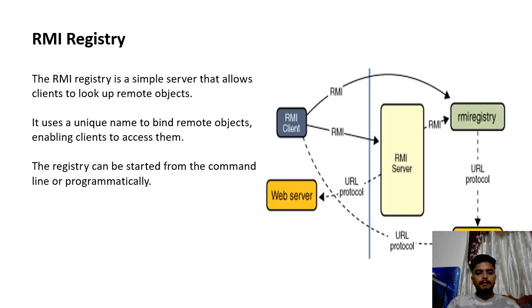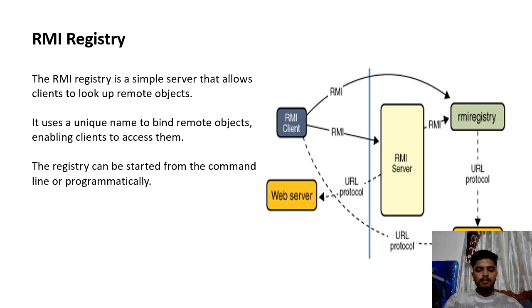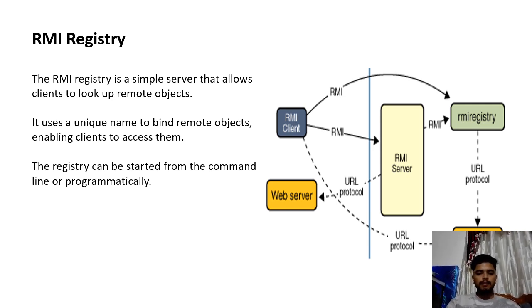RMI registry. The RMI registry is a simple server that allows clients to look up remote objects. It uses a unique name to bind remote objects, enabling clients to access them. The registry can be started from the command line or programmatically. RMI client, web server, URL protocol, RMI server, RMI registry, URL protocol.